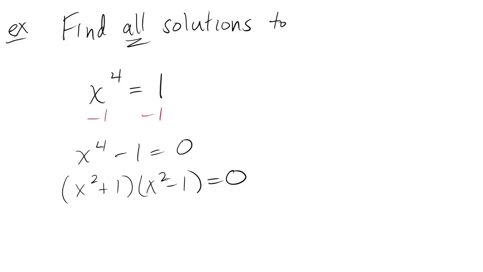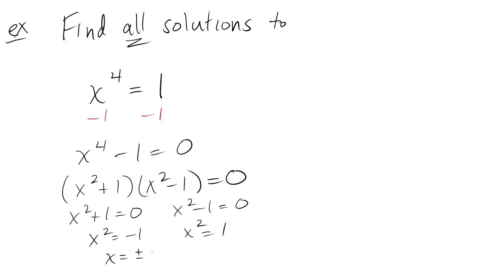And I guess we could factor the second part further, but I'm just going to set each of these factors equal to 0 using the zero factor theorem. And then I'm going to swing those constant terms over. x squared equals negative 1, x squared equals 1. And now I use extraction of roots. Here I can use the plus or minus. So this is x equals plus or minus the square root of negative 1, which is plus or minus i. This is x equals plus or minus 1.